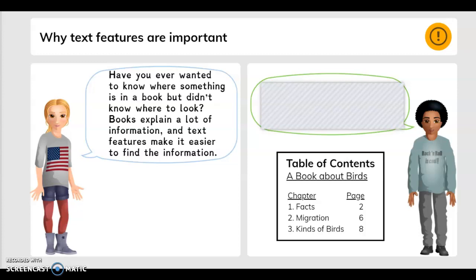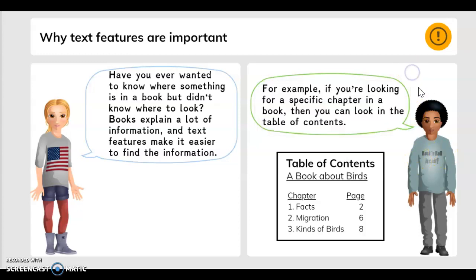Why text features are important. Have you ever wanted to know where something is in a book but didn't know where to look? Books explain a lot of information, and text features make it easier to find the information. For example, if you're looking for a specific chapter in a book, then you can look in the table of contents. So the table of contents gives the topic headings and page numbers of information and topics.